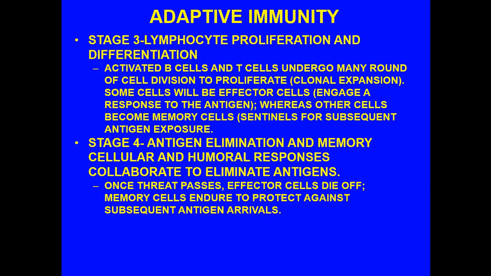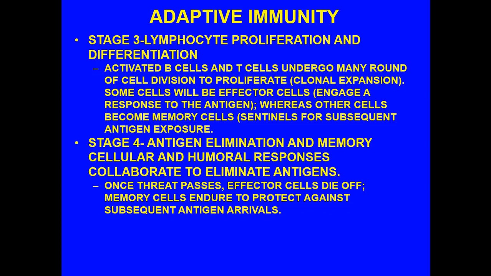Now, finally, after we've had this, shall we say, immunological war, we've got to clean up or mop up. This is where stage 4 comes in. Antigen elimination and memory cellular and memory humoral responses are going to collaborate to eliminate the antigens. Now, what you have to keep in mind here is that once the threat is passed, the effector cells are going to die off. Memory cells, these are the sentinels I was mentioning a few minutes ago, are going to endure to protect against subsequent antigen arrivals. In other words, reintroduction of the same pathogen, as long as the pathogen has the same antigens.